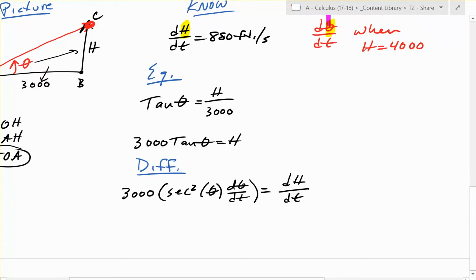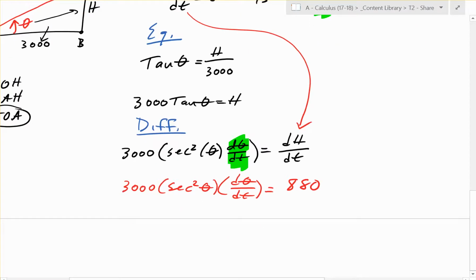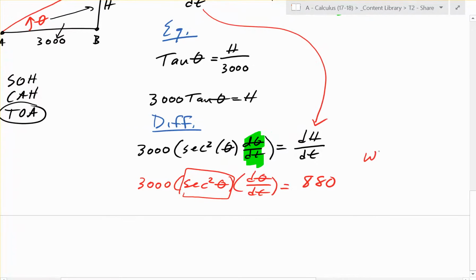We want d theta/dt. Oh, that's a terrible color to choose right there. I'll choose green here, see how that looks. Yeah, d theta/dt. We want this one right here, so we need to fill in values for the rest. Well, we know dh/dt is 880. So we have 3,000 secant squared theta times what we want equals 880. Well, that's helpful, and we now need to figure out secant squared of theta, and this is when h is equal to 4,000.